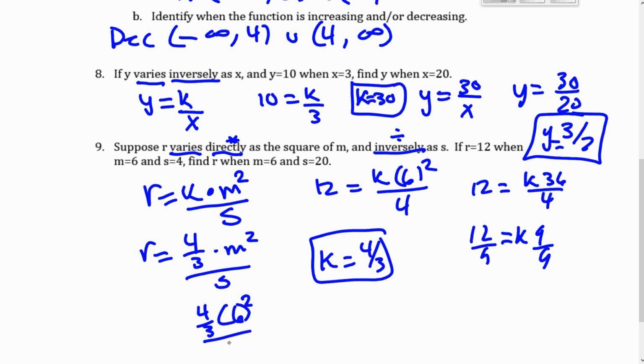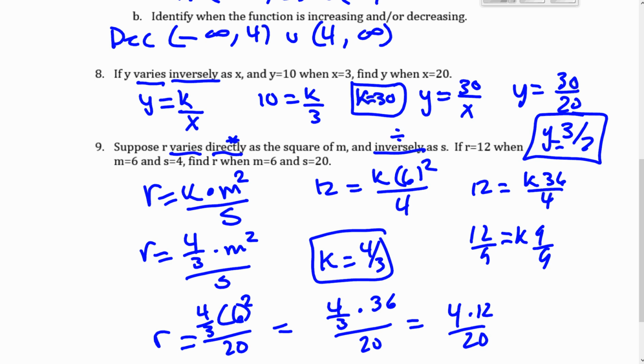So 36. And my s is now 20, and I'm finding r. So 4/3 times 36, so I cancel 36 and the 3. And so that would be 4 times 12 over 20. And 4 times 12 is 48, so I have 48 over 20. And so there's my r, 48 over 20. And if you want to, you can go ahead and reduce that by 4. So there's the answer, 12/5.